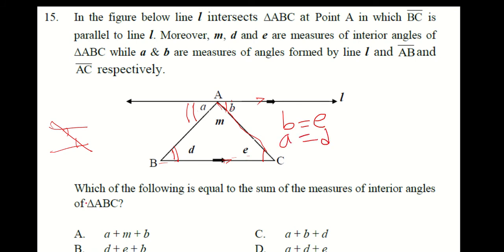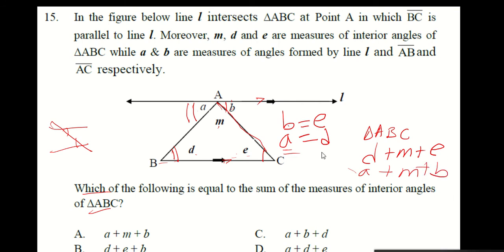We know this. Then what does the question ask us? Which of the following is equal to the sum of the measures of the interior angles of triangle ABC? Triangle ABC, there are three angles here, M, D, E. So the sum of the triangle ABC angles is D plus M plus E. But D is the same as A. We can write A plus M as it is, and E, we said already, is equal to B. So either of the two is possible.